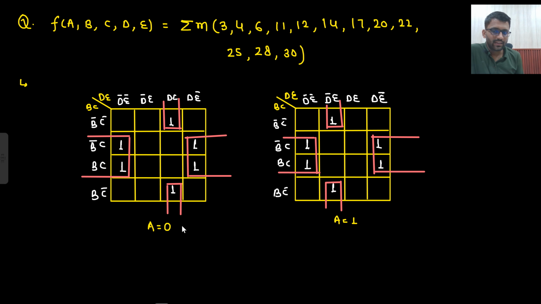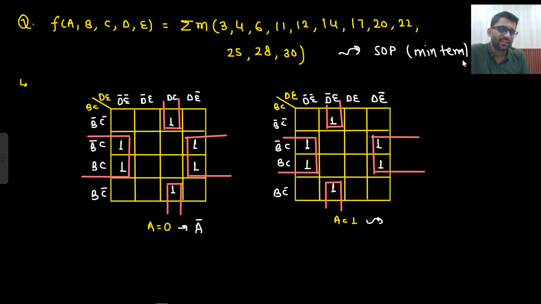Okay, here A is 0, that means A can be replaced with A bar, because this is what we are talking about, SOP, max term, sorry, min term. So for min term, if A is 0, that means A will be replaced with A bar, and if A is 1, it would be replaced with A. So let's look at A bar only. If A bar is there, then which pairs are we getting?